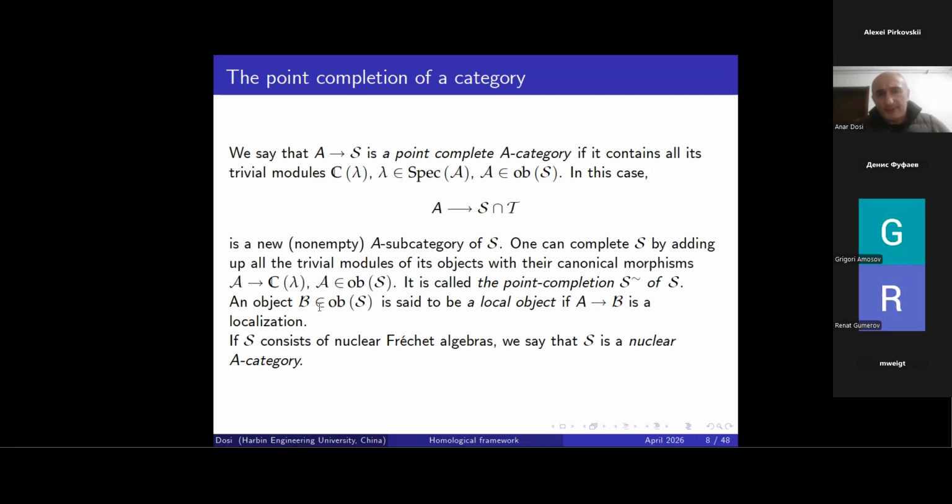Again, the terminology that I'm going to use: for example, when I say that B is a local object, that means the map that we do have, because B is an algebra which is a localization. If it's a localization, we say it's a local object. If S consists of nuclear Fréchet algebras, we say that S is a nuclear category, routine terminology.